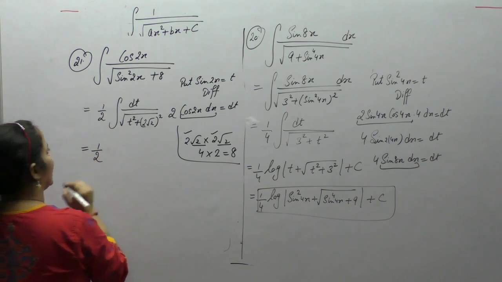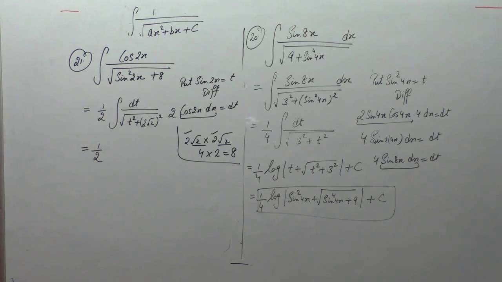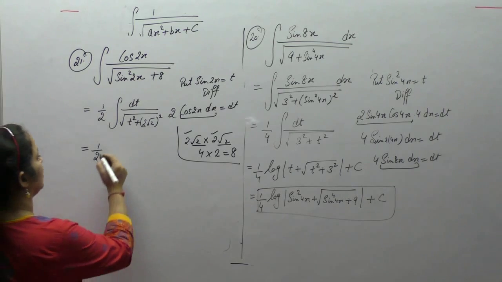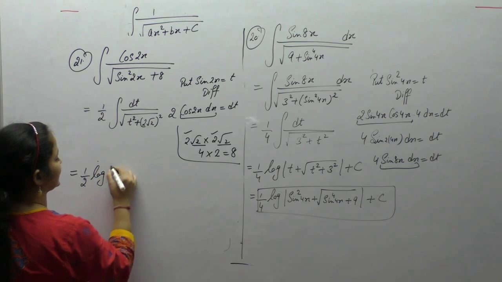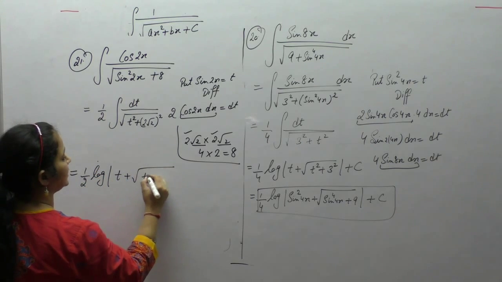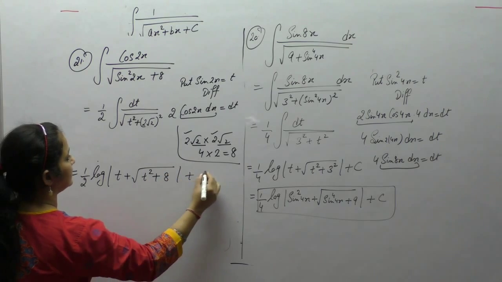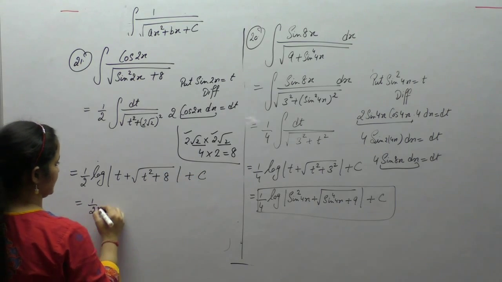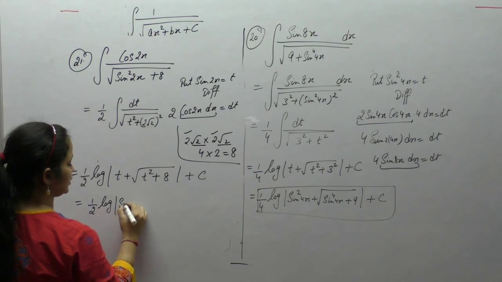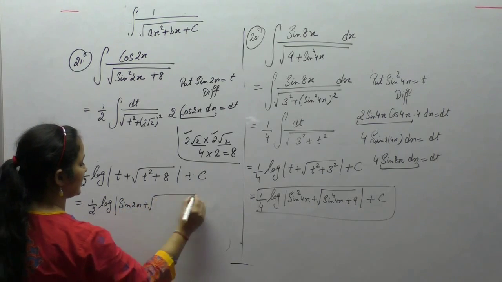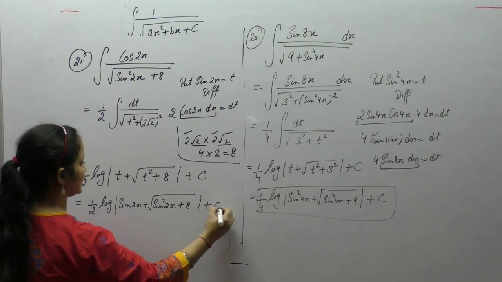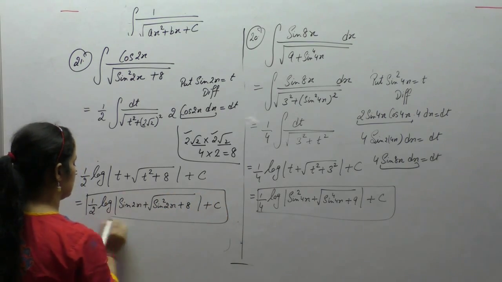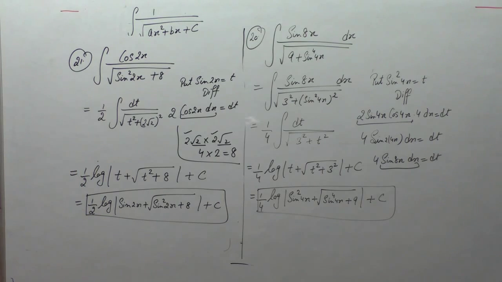Now apply the formula: integral of 1 upon square root of x square plus a square is log of x plus square root of x square plus a square. Here x is t, and t is sine 2x. So the answer is half log of sine 2x plus square root of sine square 2x plus 8.